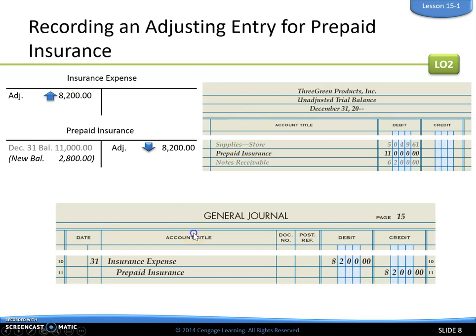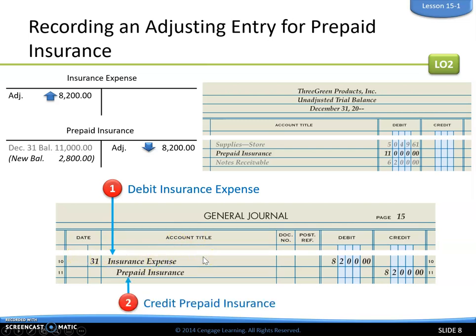Again, I'm going to record that into my general journal. So I have my date. I'm going to debit my expense account and I'm going to credit prepaid insurance. Up here, they're just showing me my unadjusted trial balance. My prepaid insurance here, they're showing me as $11,000. That's why we need to make that adjustment because it needs to be $2,800.